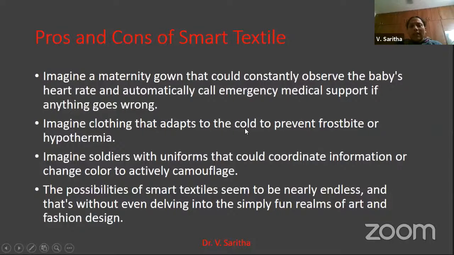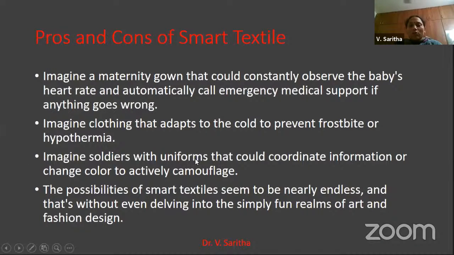Imagine clothing that adapts to the cold to prevent frostbite or hypothermia. Nowadays, many people are suffering from asthma, and this is very dangerous in the present situation of COVID-19. That kind of thing can be avoided using smart textiles. That is, we can prevent the person from facing the asthma. Before that itself, we can take precautions actually.